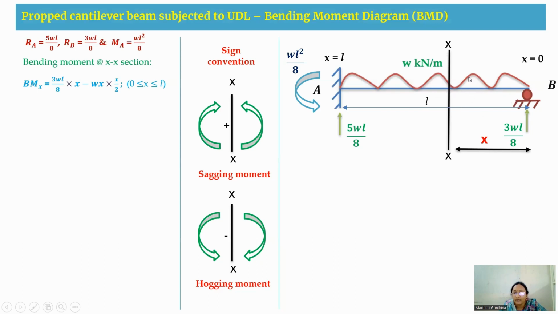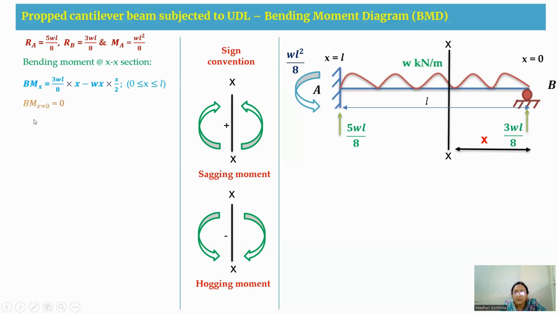this external load W is in the downward direction. So that is minus W into this distance, your x distance. So W into x is the load, into x by 2 will be your distance that is acting, so that is Wx into x by 2. So here the limit for this equation will be 0 to L throughout the section.